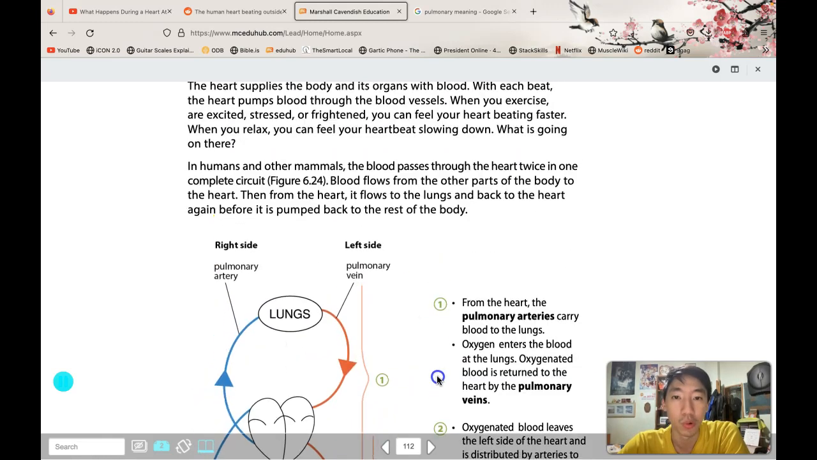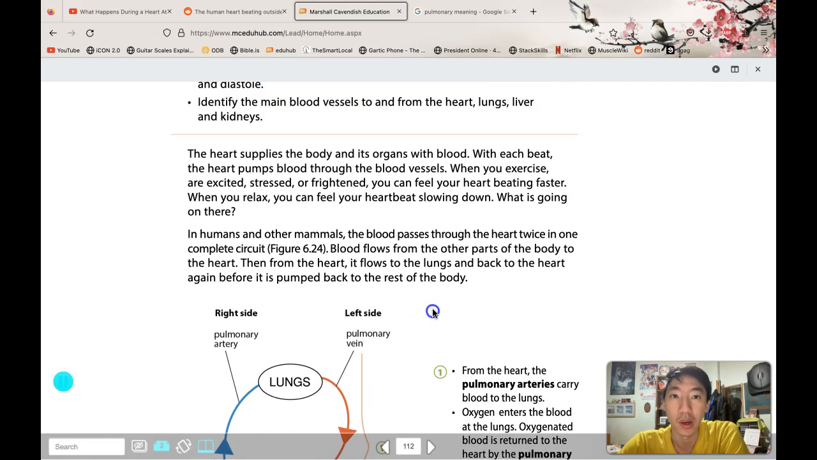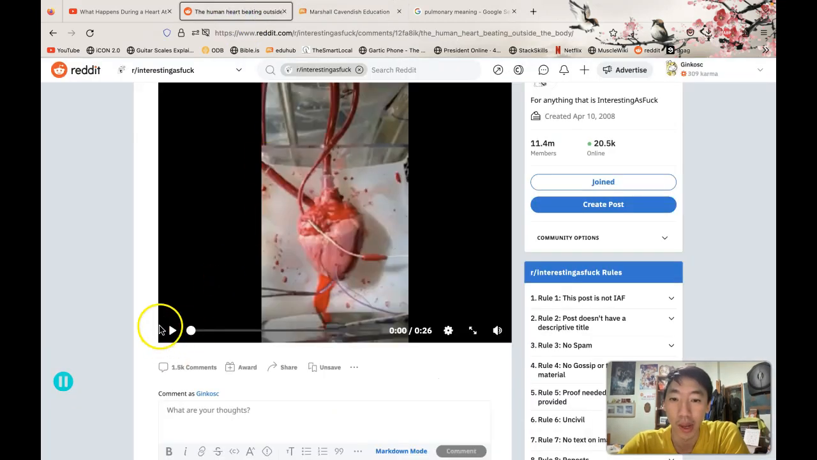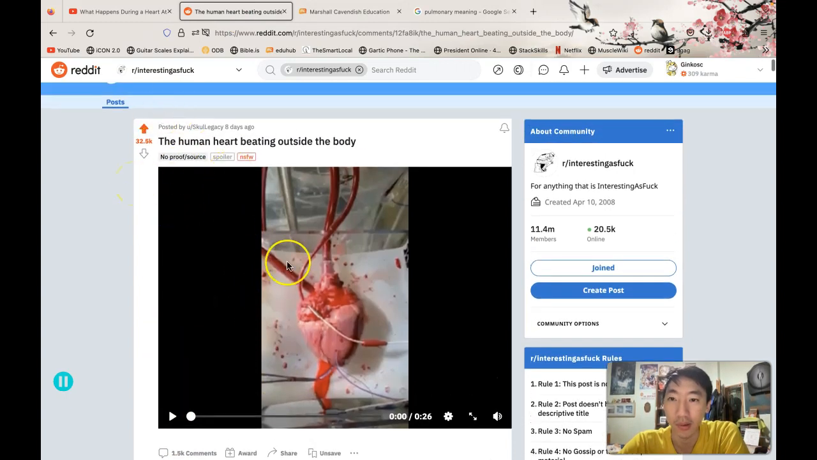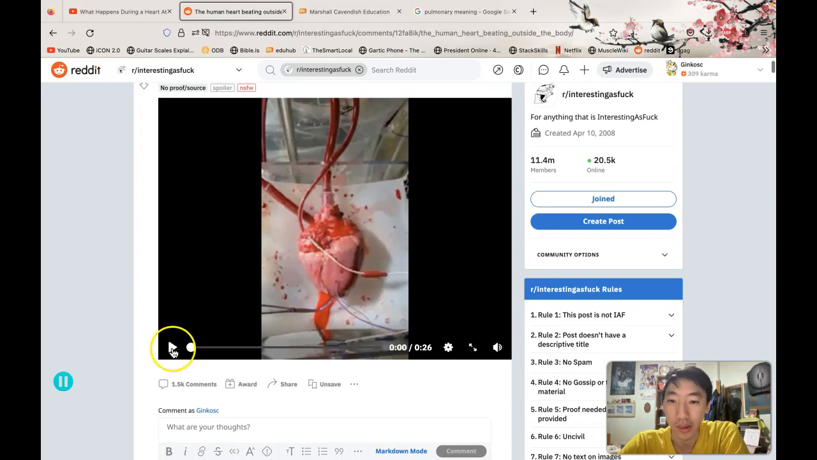Okay, so do you want to see a picture of a beating heart, a real one? Okay, if you don't want to, just close your eyes. If not, let's take a look at this. So this is how a heart beats. This is a heart that is beating outside of the human body, and it's a real heart. It is kept alive by a machine.